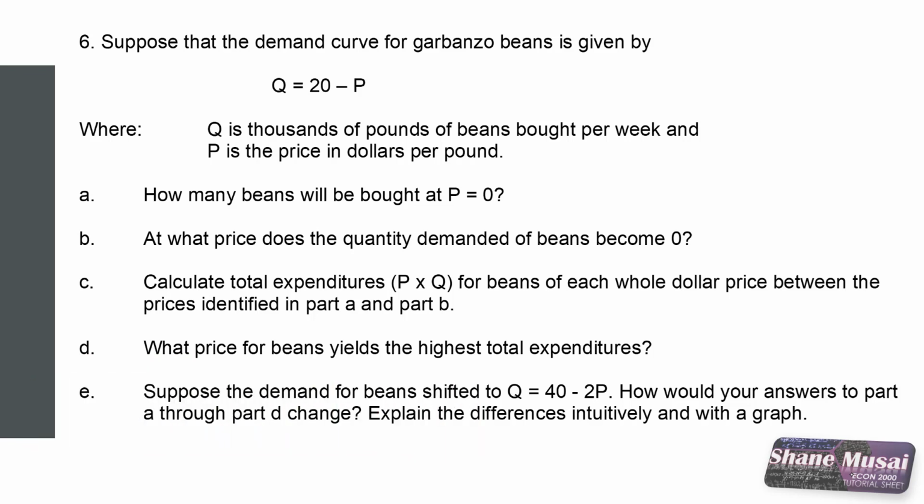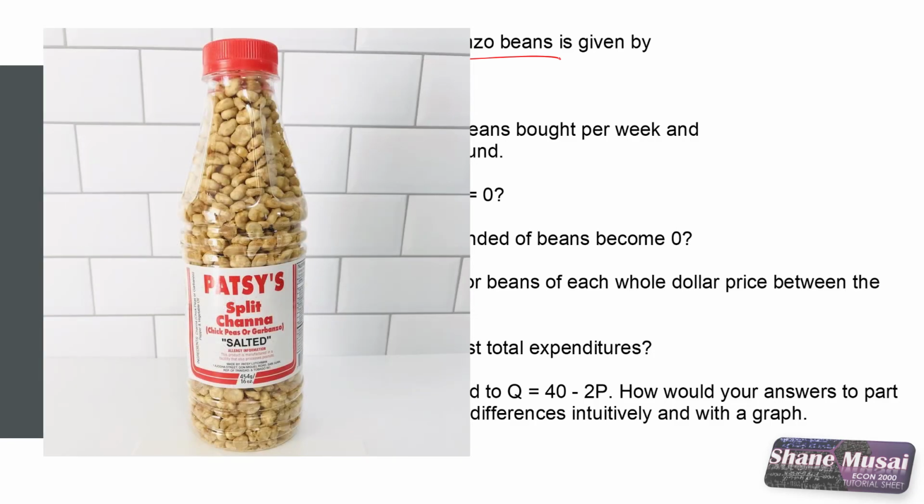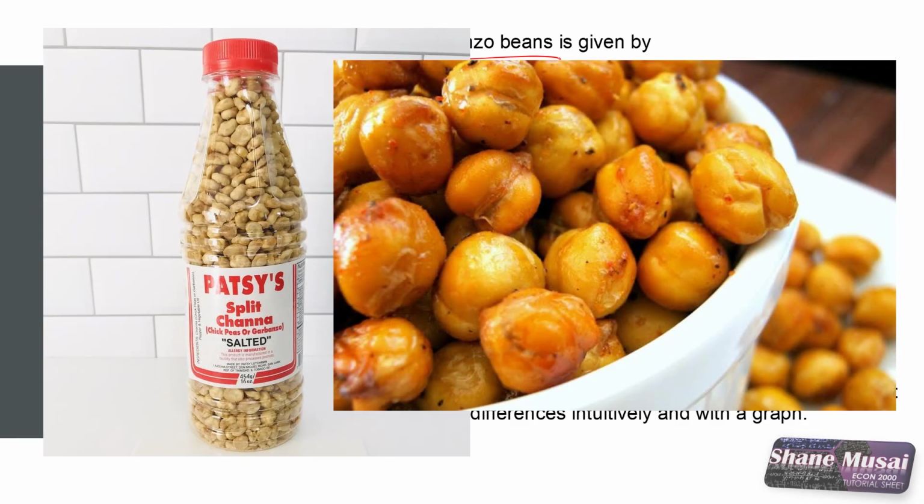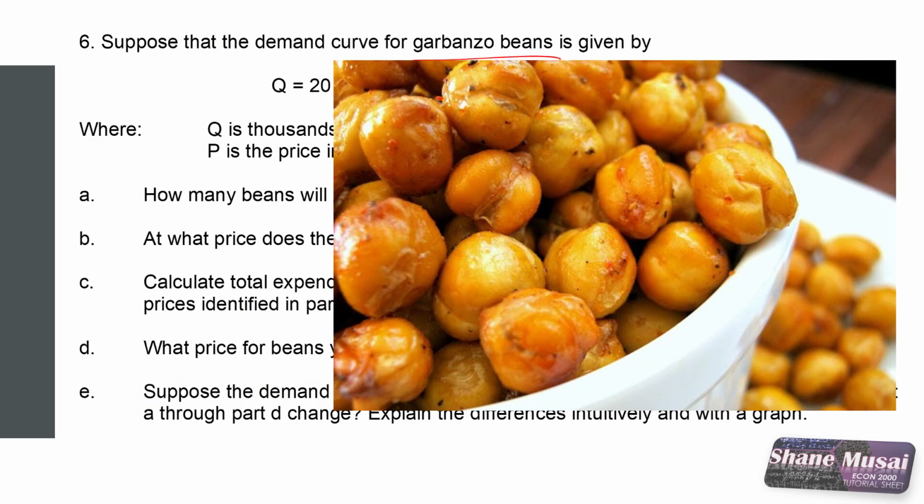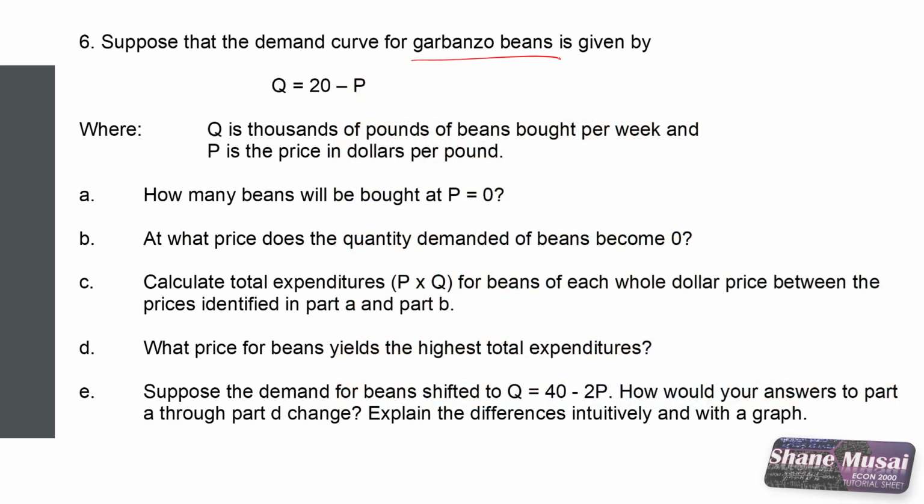Now in this video, if you don't learn at least a little bit of economics, at least you would learn that Garbanzo beans is just another name for chana, aka chickpeas. Yes, it is the same chana that you put in your barrel. Garbanzo beans is just a different way of saying that.